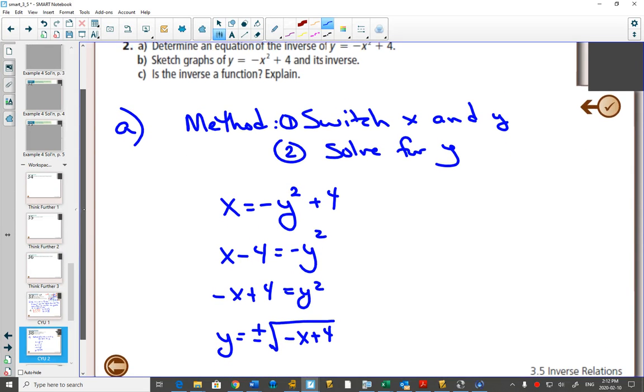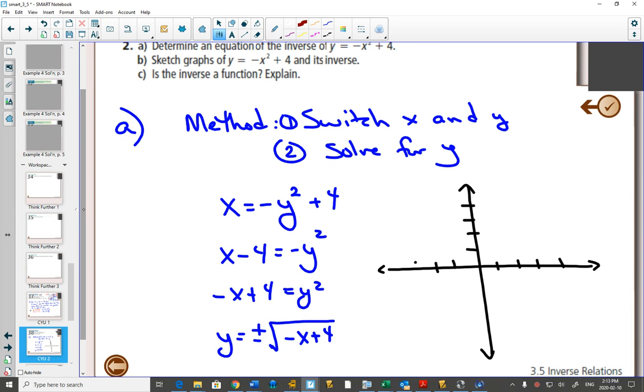Sketch the graphs of negative x squared plus 4 and the inverse. So, using transformations, can you see that you have a parabola flipped over vertically and then moved up 4 units? So you would have 0, 4, over 1 down 1, over 1 down 2. There's your parabola for this blue one, negative x squared plus 4.